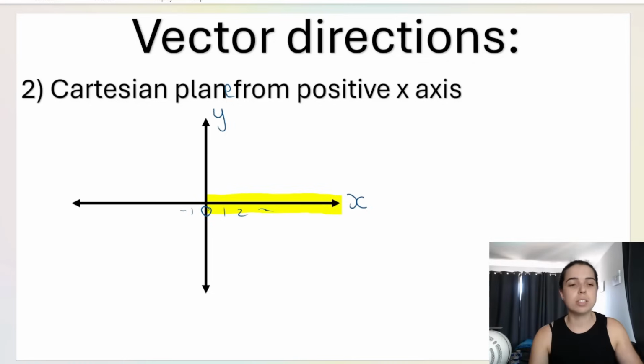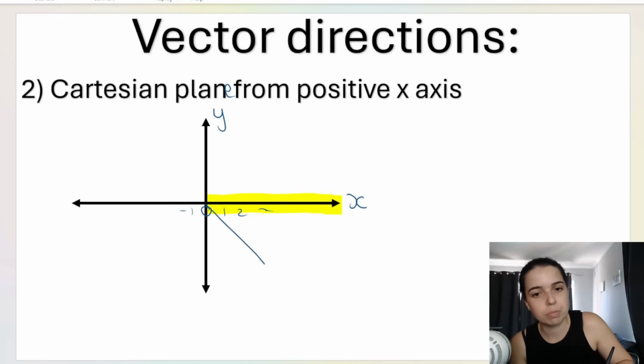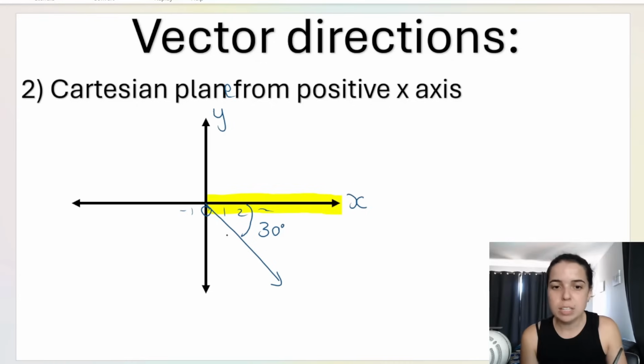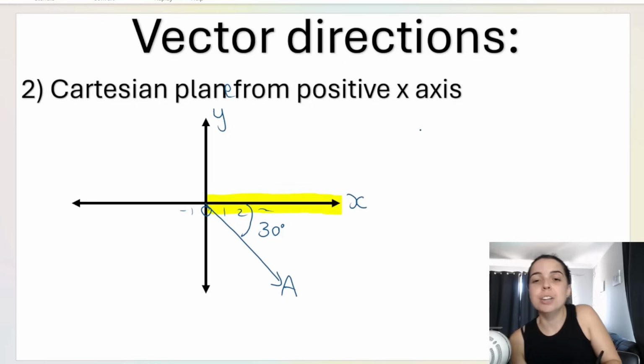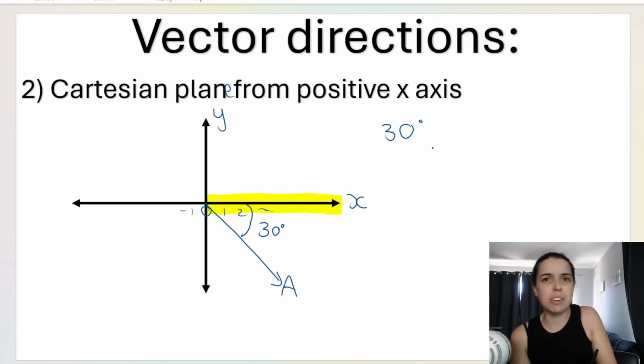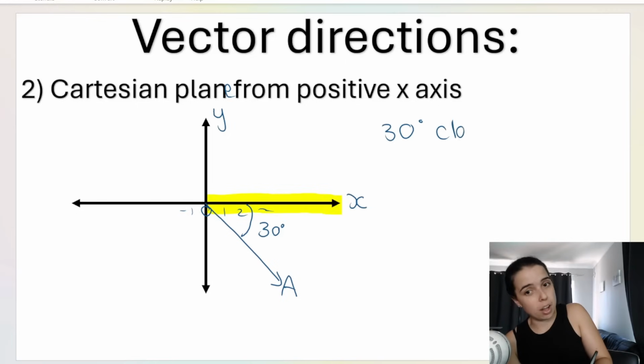So how we do this direction is we look at the vector line. Say the vector line is over here, and we want to give the direction. Let's pretend I give you that as 30 degrees. You need to tell me the direction of that vector, let's call it vector A. And I would tell you that that direction is 30 degrees. Let's see if you can figure out why. Clockwise relative to the positive x-axis.